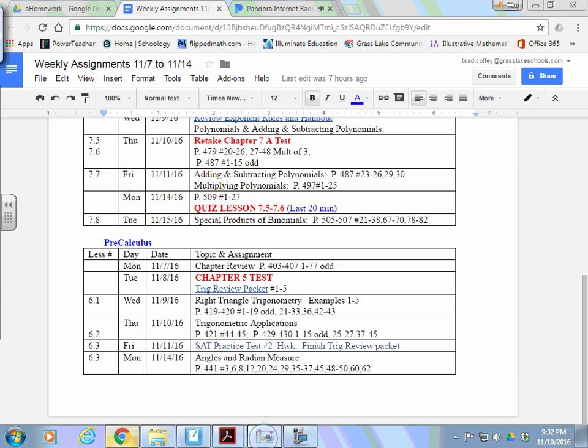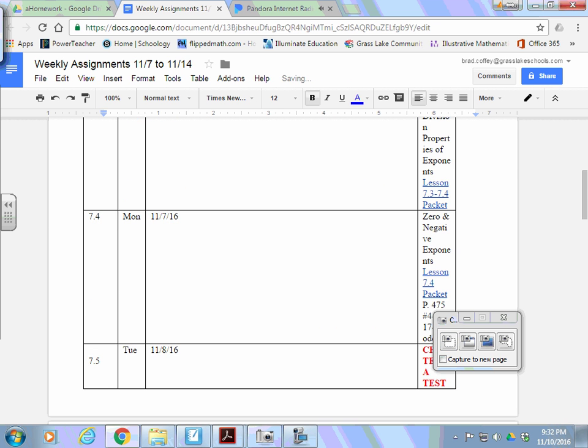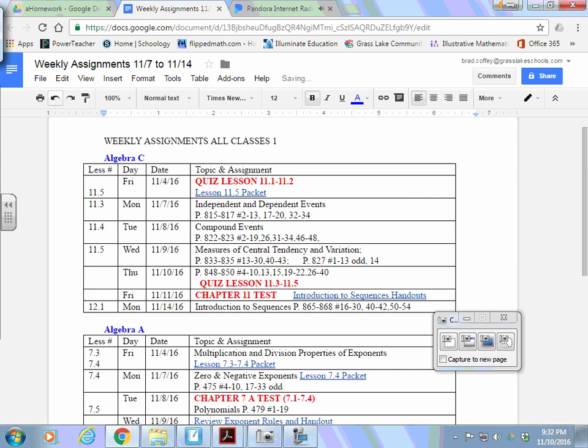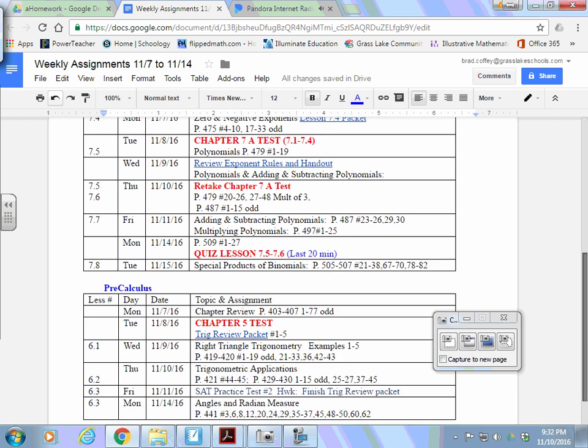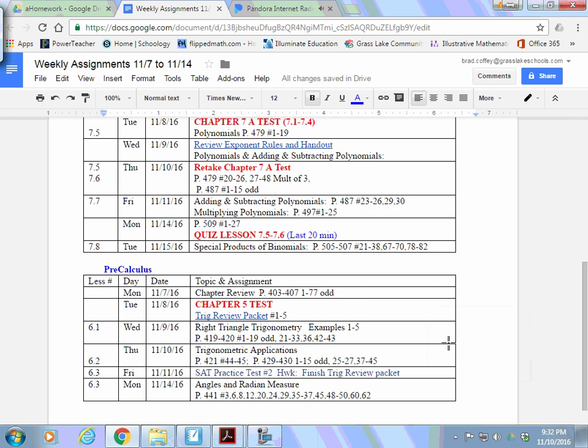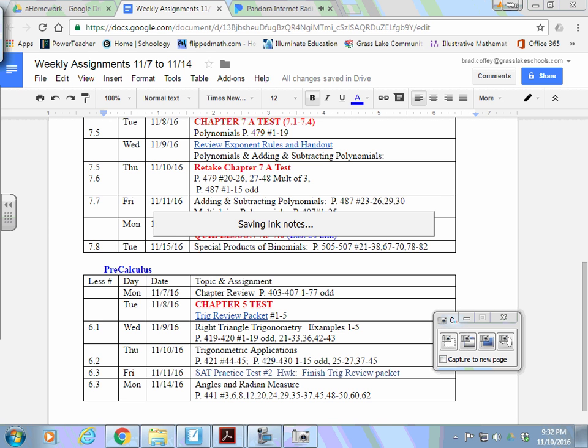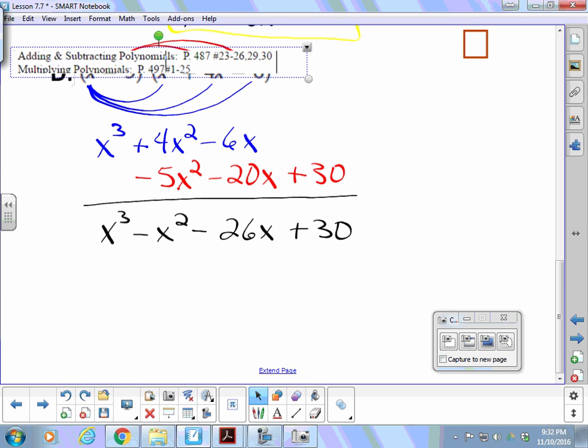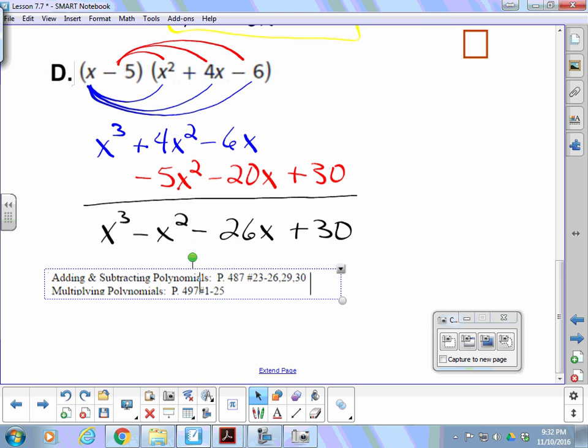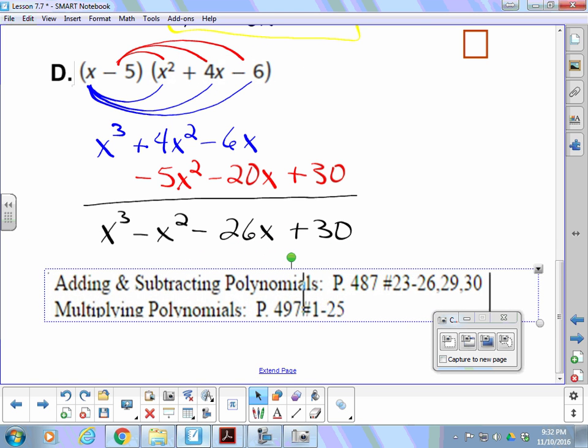And your homework for this lesson is here on page 487, some more practice problems from adding and subtracting, and on page 497, numbers 1 through 25.